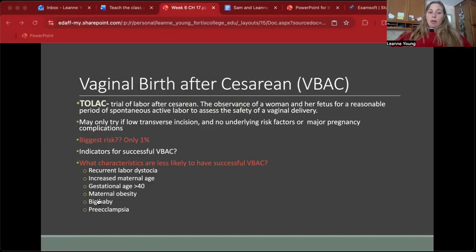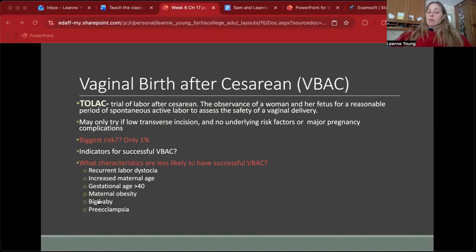So we have to do a trial of labor after cesarean. This is what happens when we observe a woman and her fetus for a reasonable period of spontaneous active labor to assess the safety of a vaginal delivery. While we have moms sign consent forms for a VBAC, we also need to monitor them at the start of labor to see if this is even going to be possible for this mom. Okay. We can only try a VBAC if her incision was a low transverse and she doesn't have any underlying risk factors or major pregnancy complications.